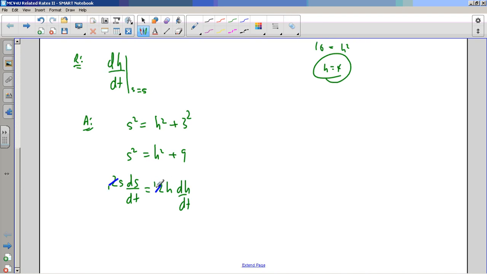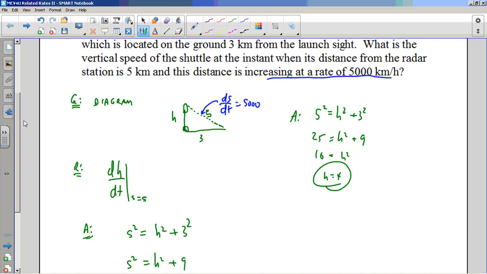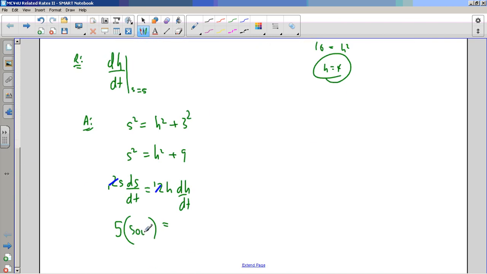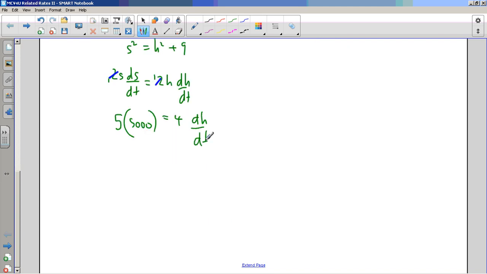And now what do we have? Well, we have s is 5. ds dt is given, 5,000. The height we calculated was 4. And then there's what I want to find. This is no problem at all. As long as I set up the formula and carefully take the derivative, these questions feel like they're a lot easier than the optimization questions, and I would argue they are.